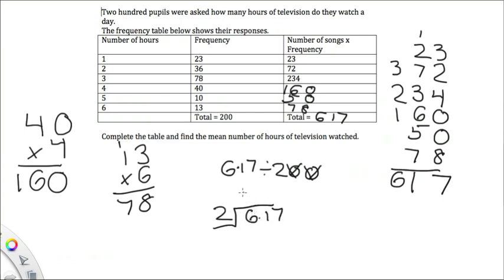2 goes into 6 3 times, 2 goes into 1 no times, 1 left over, and 2 goes into 17 8 times with 1 left over, so we add our 0, and 2 goes into 10 5 times. And the mean equals 3.085.